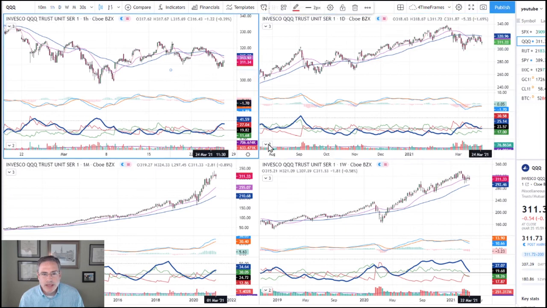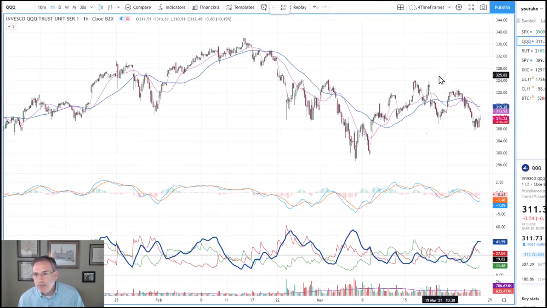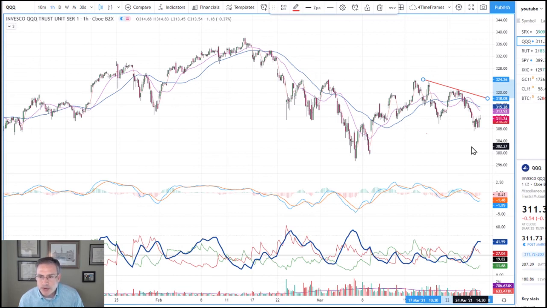If we go and look at the hourly chart, the same thing took place. We had the uptrend and then we broke that and we've been in a downtrend. I would be drawing in a downtrend line here. We have a little bit of room to rally underneath that, but I think there's a pretty good chance this thing wants to come down and test 300. We just have to see how strong 300 is.